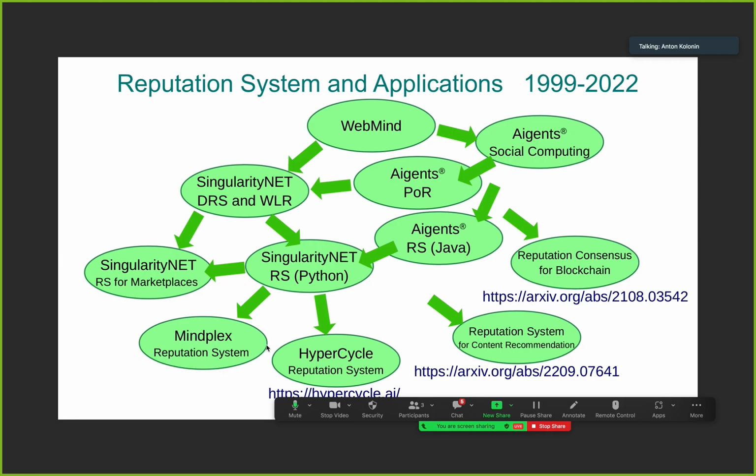The concept of this reputation system has also been implemented in the SingularityNET Mindplex startup, and it is being developed and explored for being part of the Hypercycle project. At the same time, I'm working with my students on building reputation consensus for blockchain, and also on implementing the concept of a reputation system for more efficient recommendations.